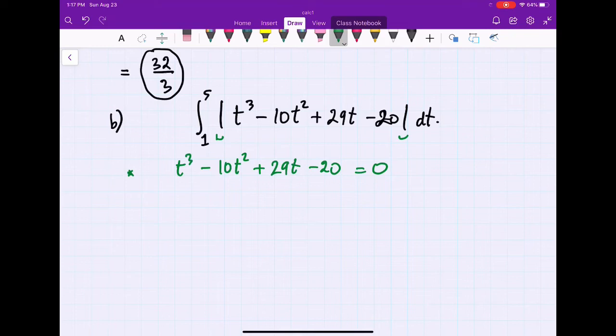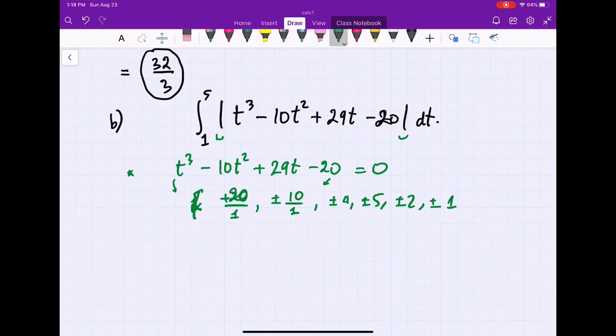So basically, the coefficient of t cubed is just 1, right? Here you have negative 20. So you need to consider all possible candidates, plus or minus 20 over 1, plus or minus 10 over 1, and then plus or minus 4, plus or minus 5, plus or minus 2, and plus or minus 1. Okay, so we may plug all these numbers into this polynomial and see which one is 0.